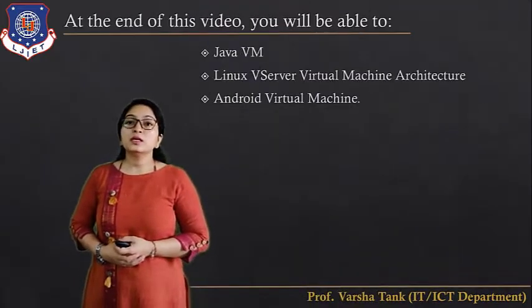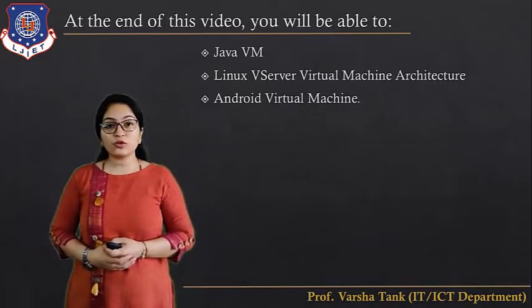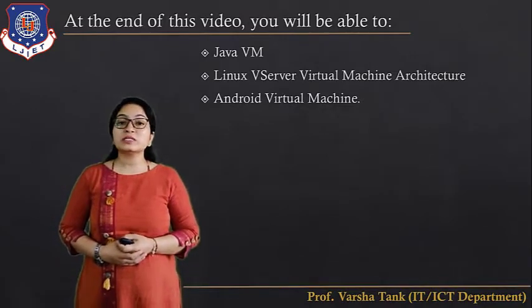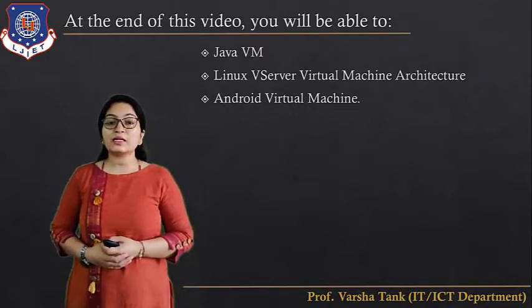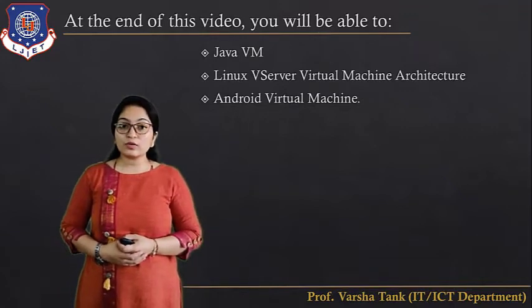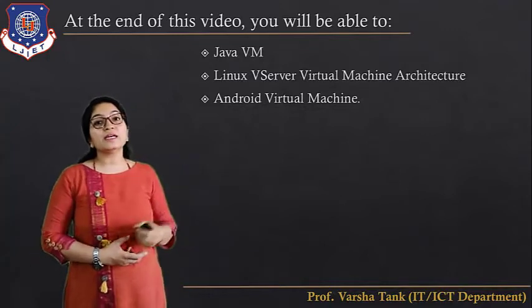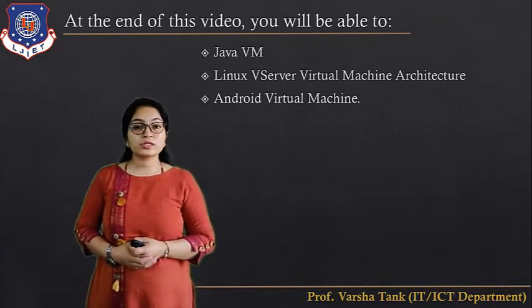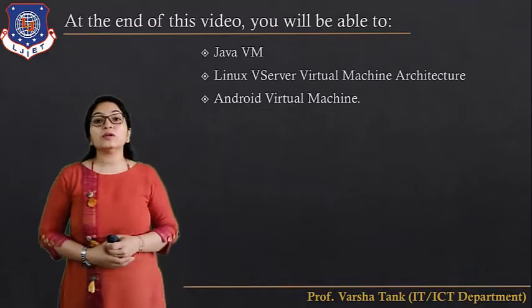Okay. So at the end of this video, you will be able to learn about these three types of different virtual machines that are used in different languages. The Java Virtual Machine, that is JVM, used in Java. The Android virtual machine, that is the Dalvik virtual machine, used in Android. And the Linux-VServer virtual machine, used in Linux programming. Okay, so these three topics we will see in today's lecture.